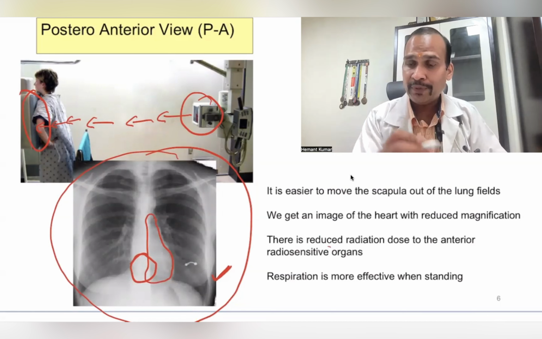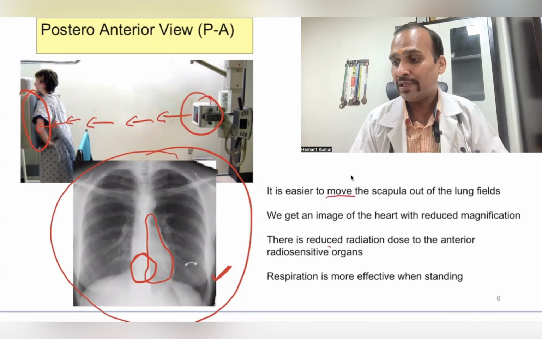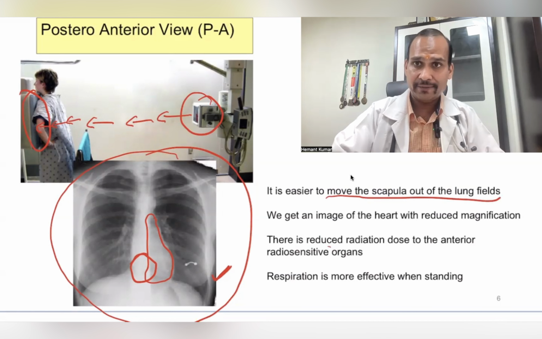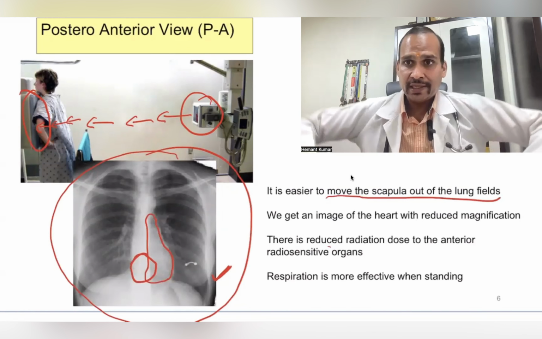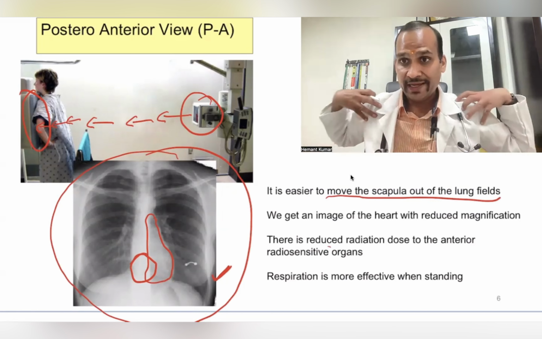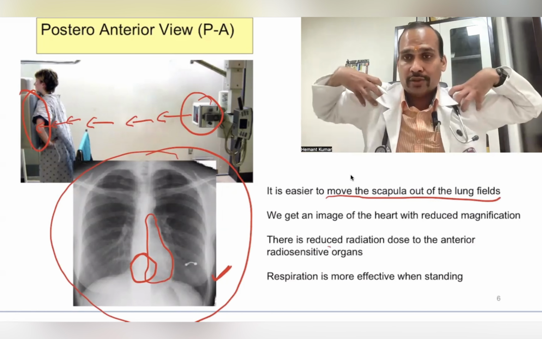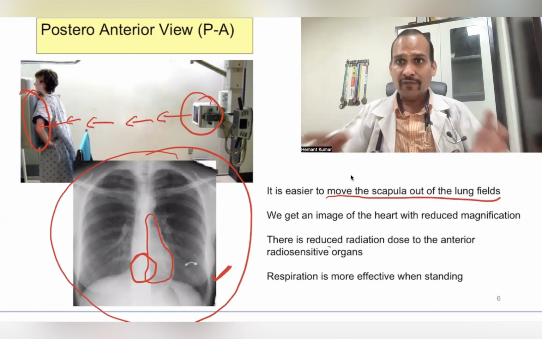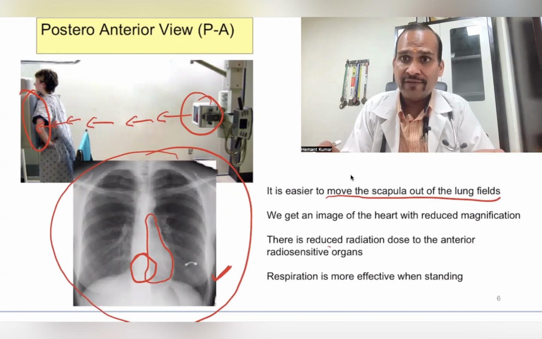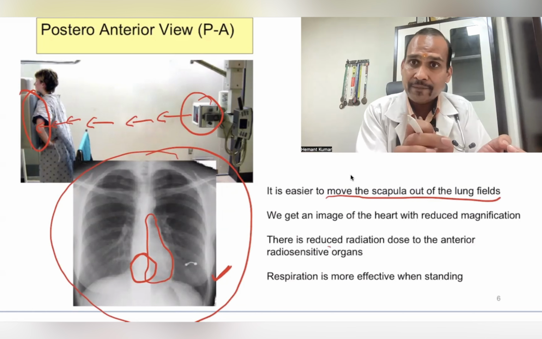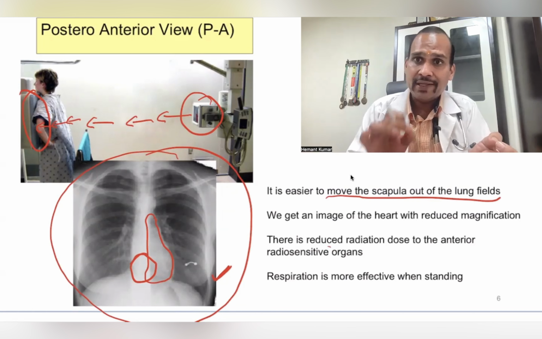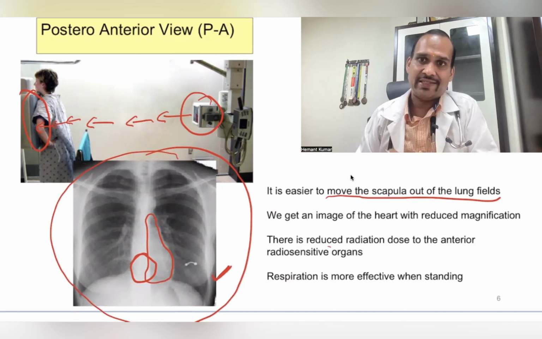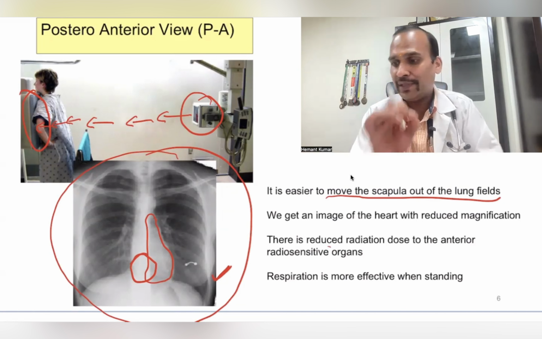The benefit of PA view is that we can move the scapula out of the field. Whenever the patient is standing to take an X-ray, the patient stands like this, so the shoulder goes out. When the shoulder goes out, it pulls the scapula outward. So our lung field is clear. Whenever there is opacity in the lung field, we can see it clearly without scapular shadow in the chest X-ray. So this is a benefit of PA view.